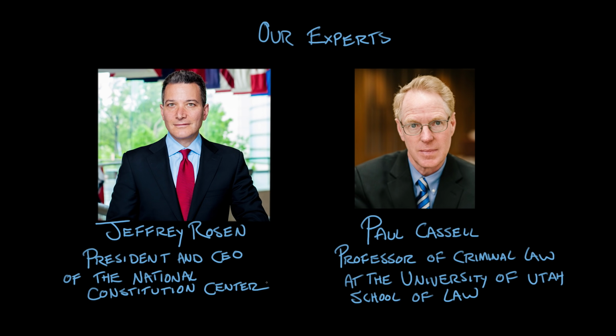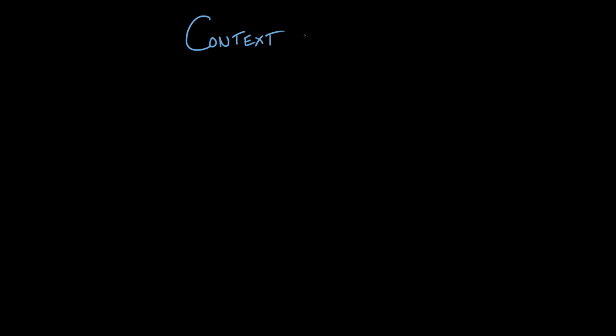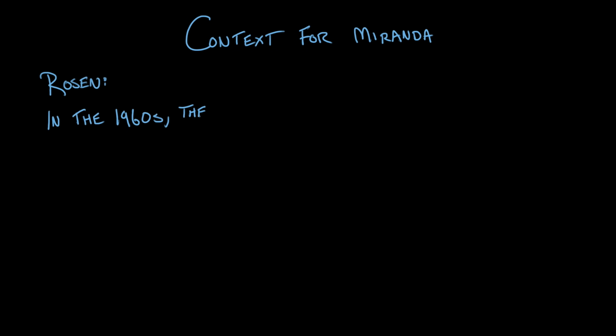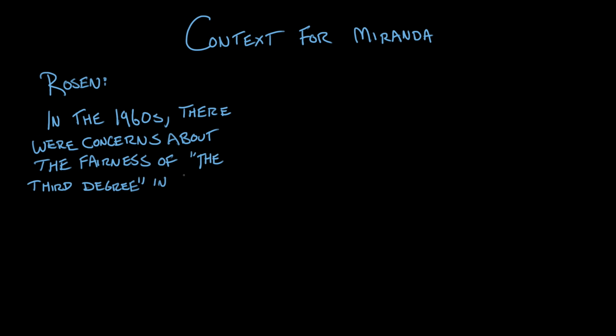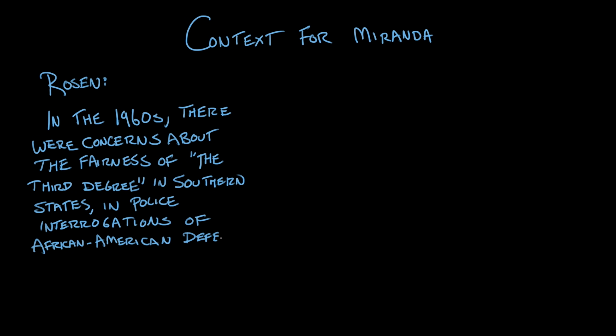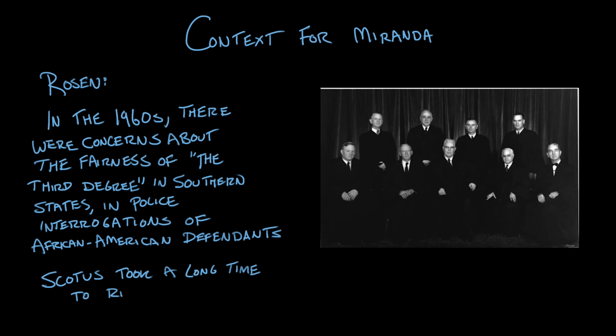So, Jeff, if we actually go back to the time of this case, what was going on at this time in constitutional law? Why was the Miranda case so important? The Miranda case was hugely important because it represented the high watermark of the Warren Court's criminal procedure revolution. The 1960s were a time when there was a lot of concern about the third degree. Southern states were interrogating African American defendants in ways that struck many people as unfair. But the Supreme Court took a long time to respond.